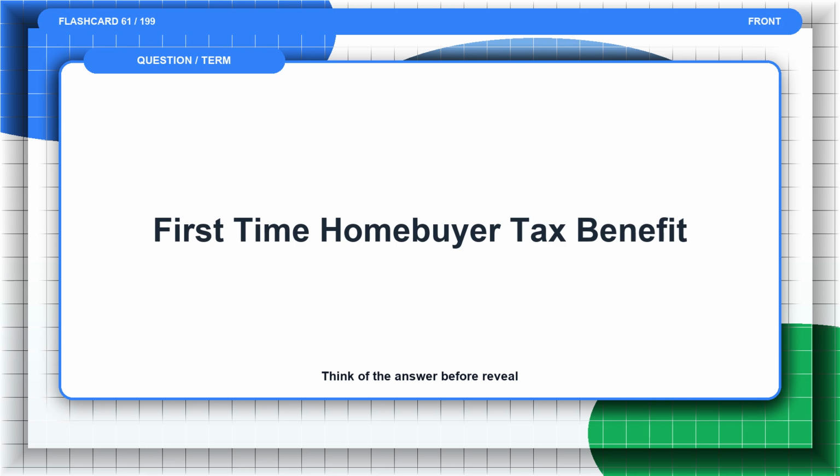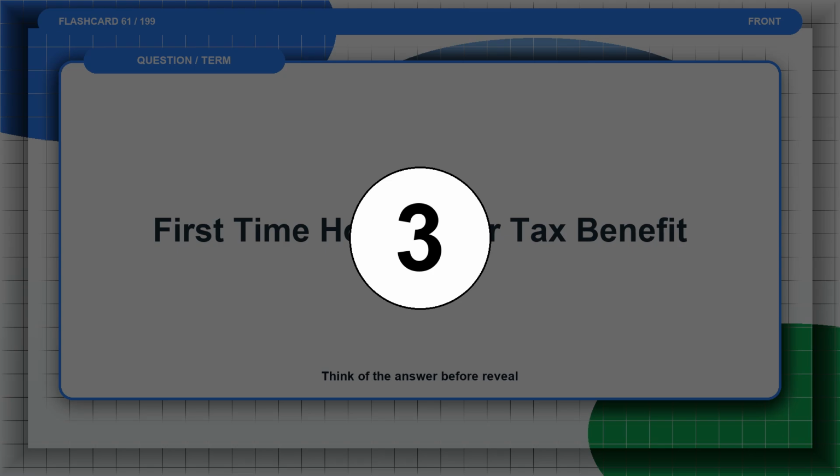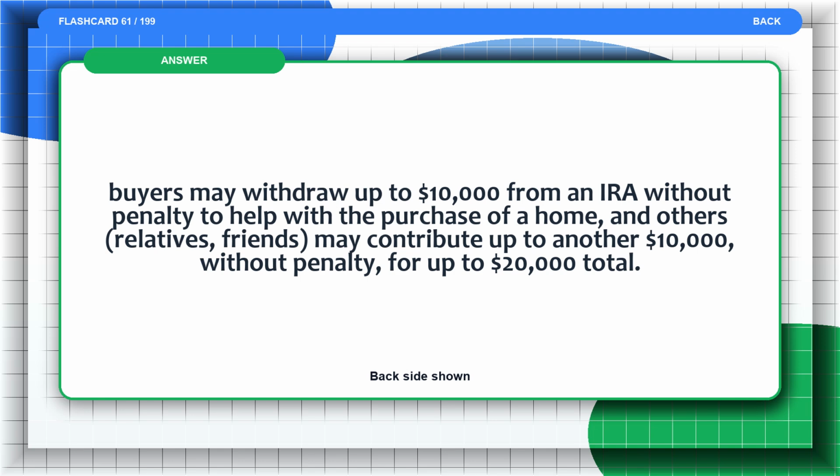Flashcard 61. First-time homebuyer tax benefit. Pause and think of the answer before the reveal. The answer is buyers may withdraw up to $10,000 from an IRA without penalty to help with the purchase of a home, and others, relatives and friends, may contribute up to another $10,000 without penalty, for up to $20,000 total.